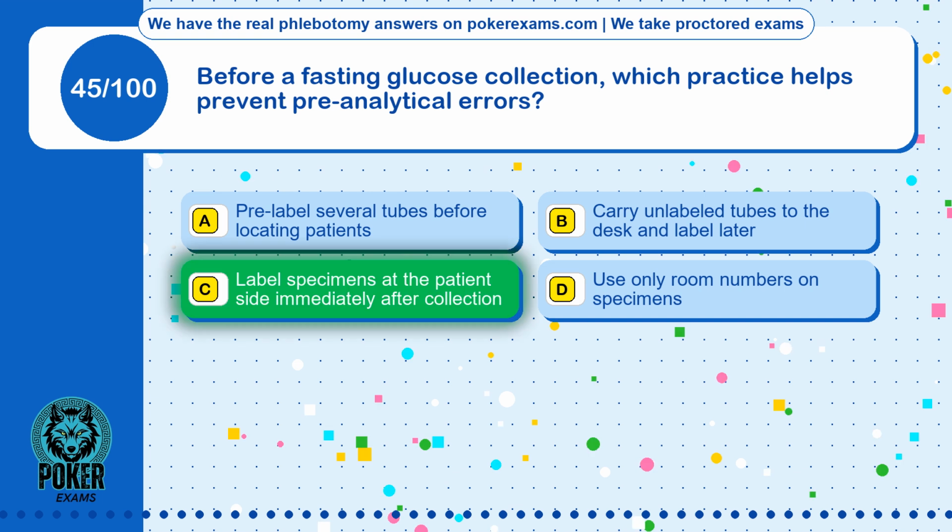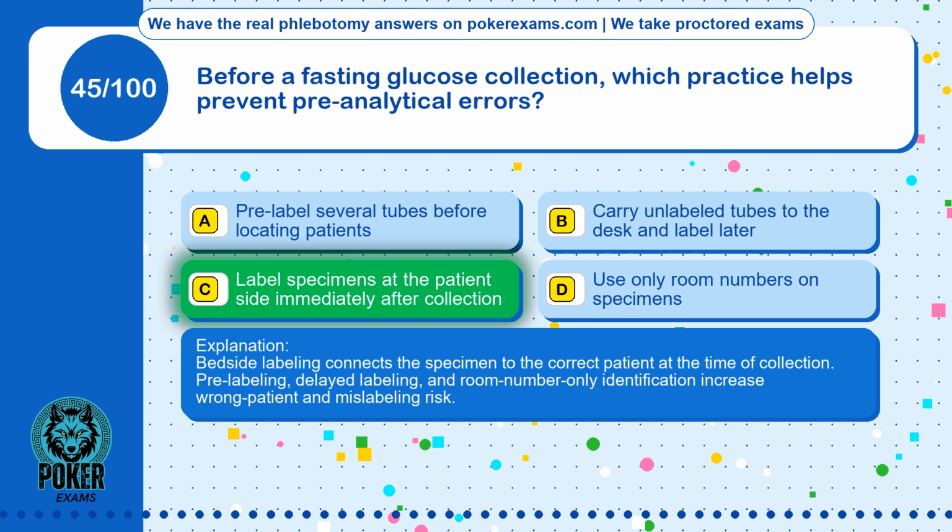The correct answer is option C. Label specimens at the patient side immediately after collection. Bedside labeling connects the specimen to the correct patient at the time of collection. Pre-labeling, delayed labeling, and room number only identification increase wrong patient and mislabeling risk.